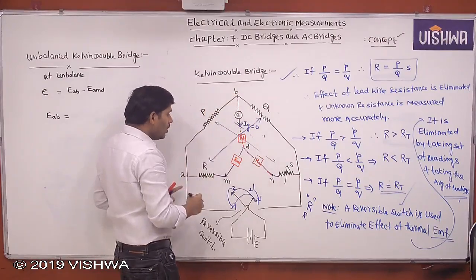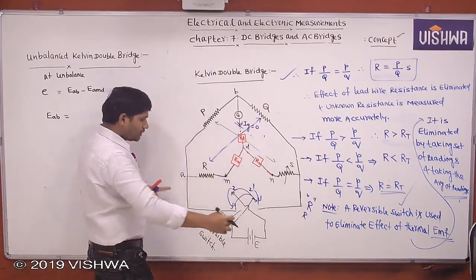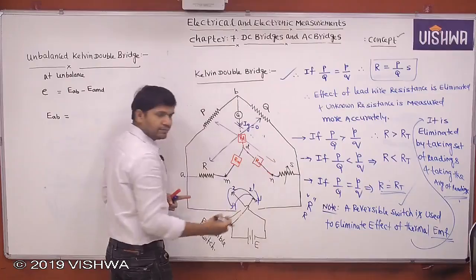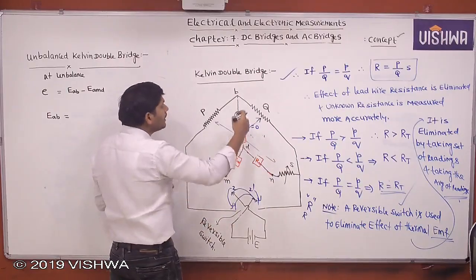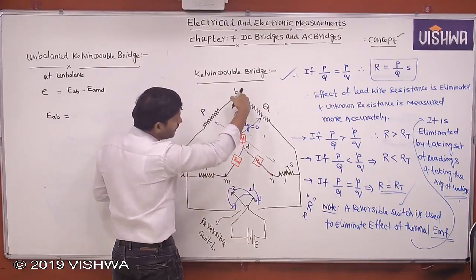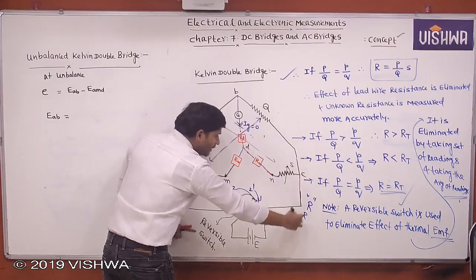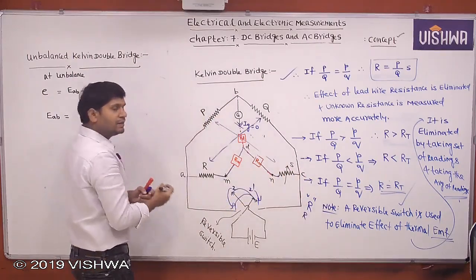Now let the total voltage equal this voltage. The total voltage is E. Shall we write it like this? A to B, this is A, this is B, this is C. The total voltage is nothing but E, and that voltage is nothing but EAC.